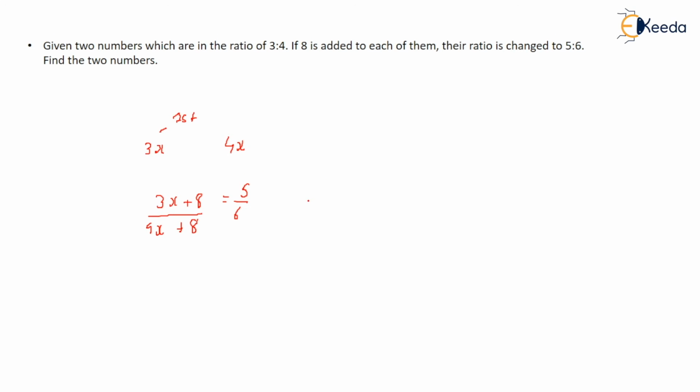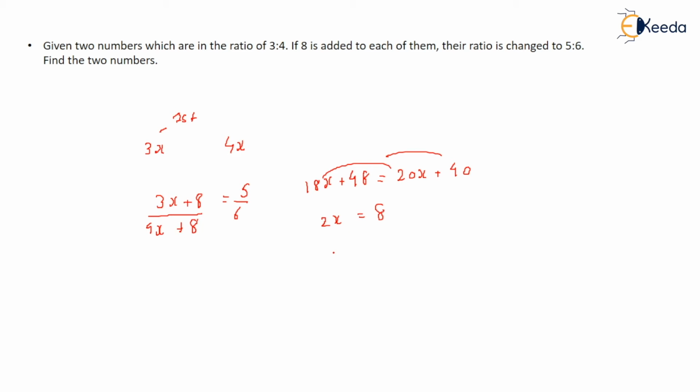So after doing this, what do you have to do? You have to multiply simply here and here. So 6 into 3 comes out to be 18x, plus 6 into 8 comes out to be 48, equal to 5 into 4x, which is 20x, plus 5 into 8, which is 40, right? So after doing this, you can simply check, 2x goes to this side and this comes to this side, equal to 8.